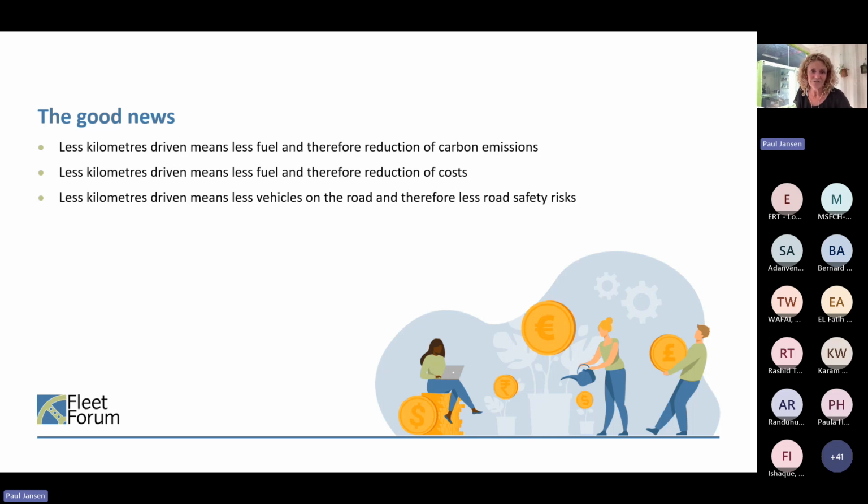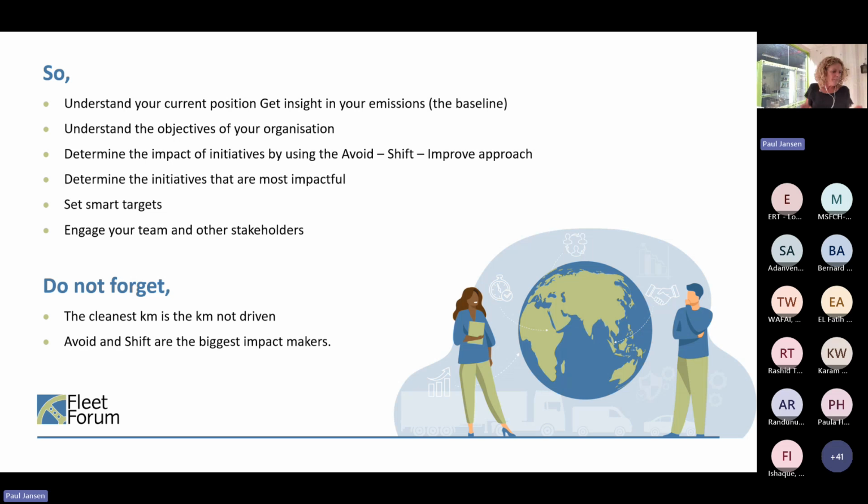environmental sustainability actions. So I know that we are a little bit short on time, so let me recap very, very quickly so we have time for a couple of questions. Understand your current position first, get insight in your emissions, do your baselining, then understand the objectives of your organization, determine the impact of your initiatives by using that avoid, shift, improve approach. Then gather a lot of ideas and initiatives and then rate them on their impactfulness, set your smart targets and engage your team and other stakeholders.